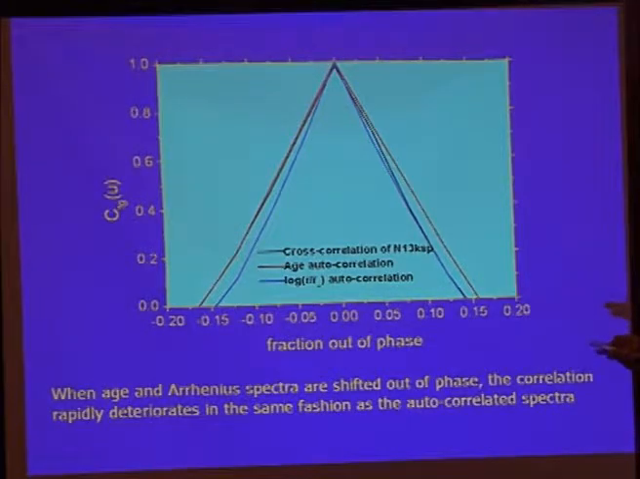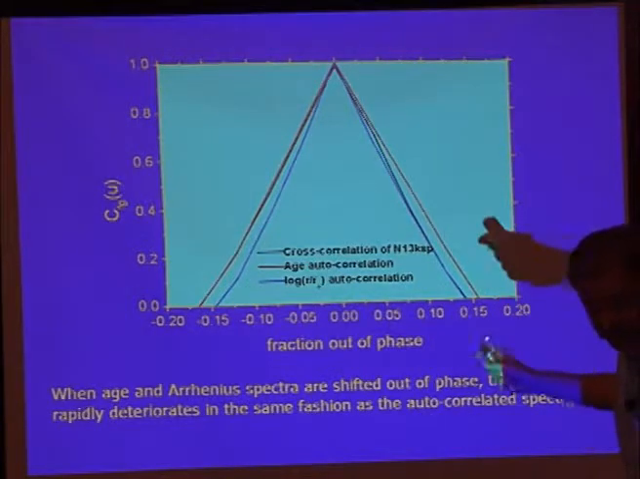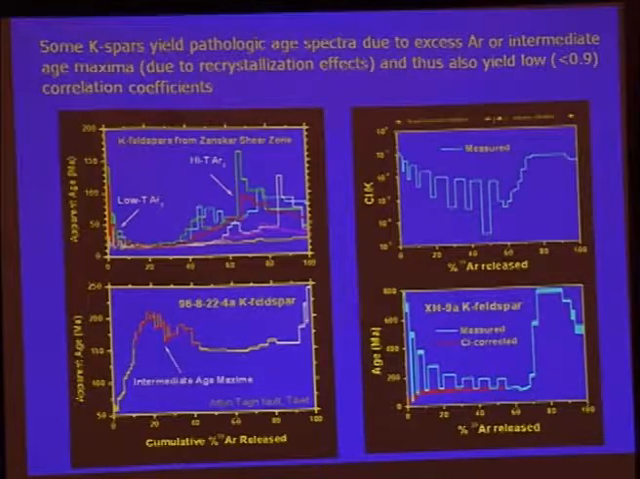If I take the age spectrum and auto-correlate it with itself, of course, I get a correlation coefficient of 1. As I start to shift it out of phase, let's say by 5%, I've dropped the correlation to 0.7, and eventually it drops quickly. But if I take the cross correlation between the age and the Arrhenius, the log R-naught spectrum, it behaves the same way. This, again, to me, is prima facie evidence that, at least in the case of these samples, the diffusion boundaries and the conservation of diffusion mechanism assumption is met.